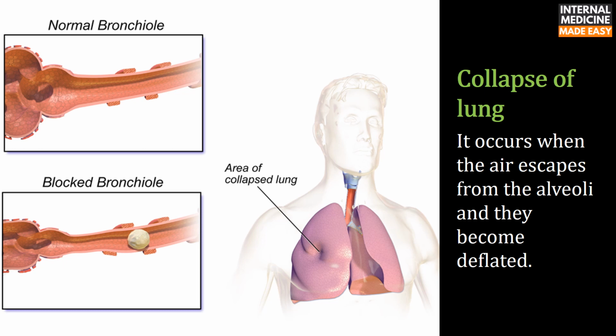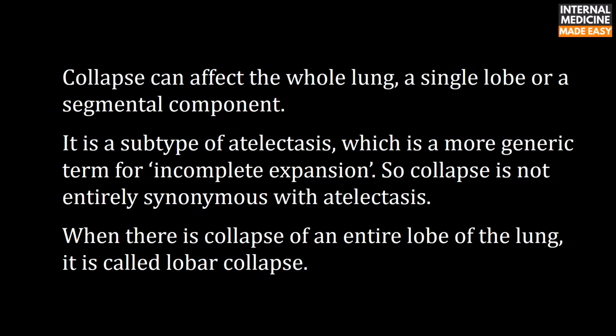Collapse of lung occurs when the air escapes from the alveoli and they become deflated. Collapse can affect the whole lung, a single lobe, or a segmental component. It is a subtype of atelectasis, which is a more generic term for incomplete expansion. So collapse is not entirely synonymous with atelectasis. When there is collapse of an entire lobe of the lung, it is called lobar collapse.